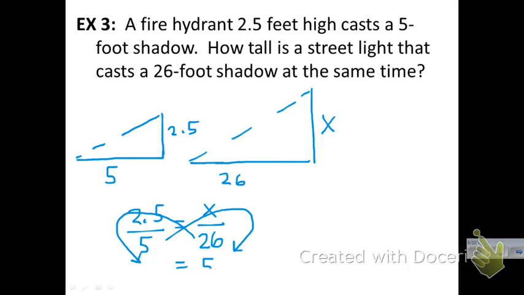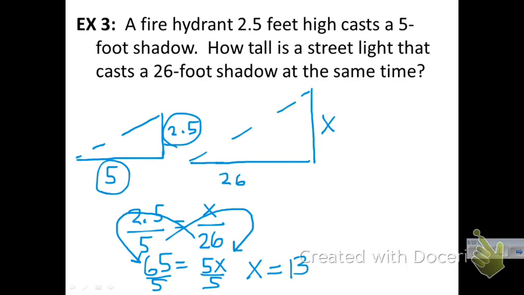We get 5x over here, and we get 2.5 times 26, which is 65. And then to isolate x, we divide by 5, so x is 13. Some of you already recognized that these were half of each other, so because they're half, we could take half of 26 to get 13. And that would be 13 feet. Hopefully you can see that.